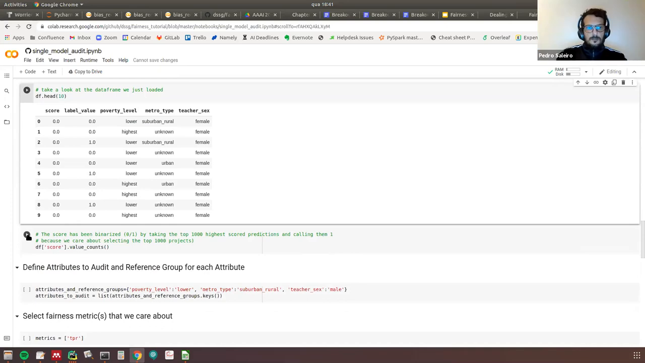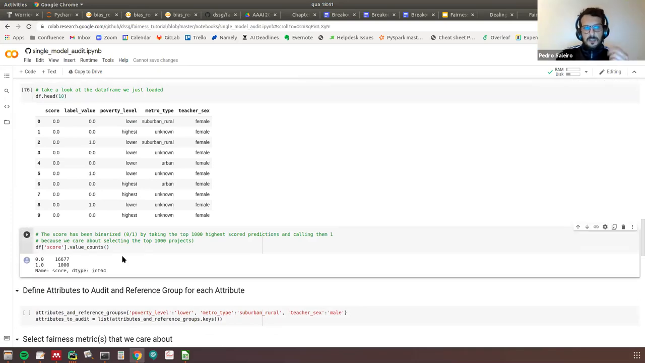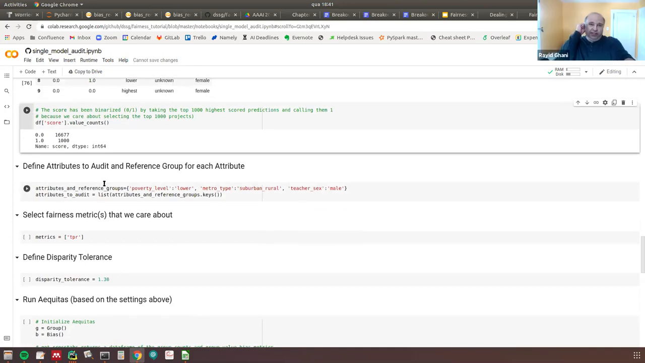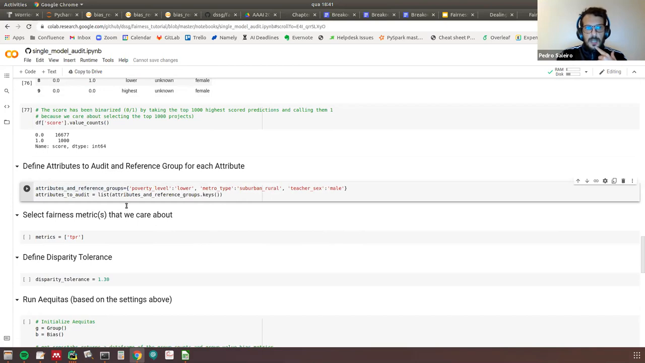So this is just an inspection, confirming we have 1,000 positive predictions in this test set and over 1,600 predicted negatives. And positive in this case is high risk of not getting funded. Exactly, of not being able to get the target funding value.